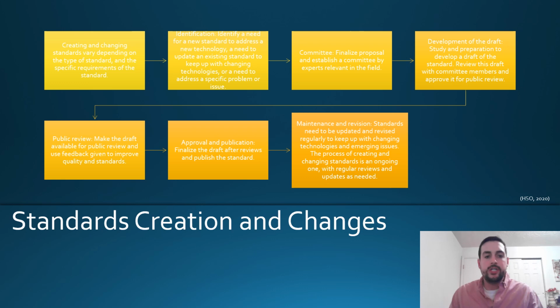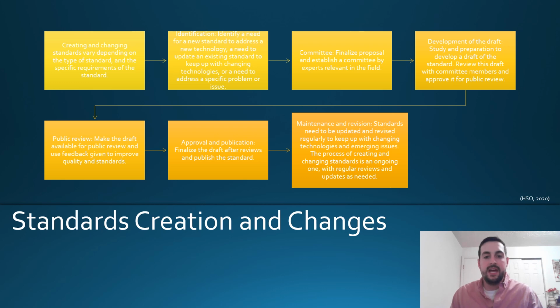Creating and changing standards really depends on the type of standards and the specific requirement of the standards. But in general, we're going to start with identification. You want to identify a need for a new standard to address a new technology, or a need to update an existing standard to keep up with changing technologies, or a need to address a specific problem or issue. Then we'll move on to the next step, which is committee. This is to finalize the proposal and then establish a committee of experts relevant in the field.